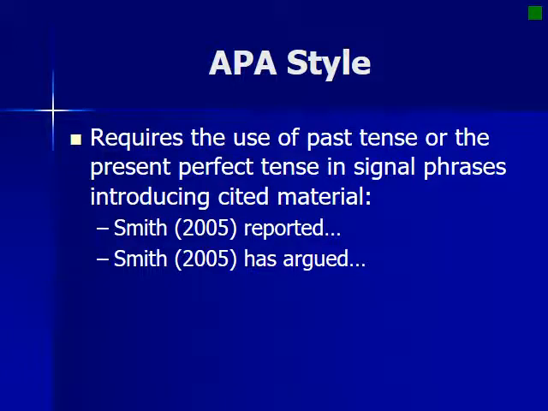APA style requires the use of past tense or the present perfect tense in signal phrases, that is, introducing the cited material. So for example, here you see Smith (2005) reported is past tense, and the second example where it says has argued is the present perfect tense. Now the reason APA has you do this with cited material is because the material was already written, so it occurred in the past.